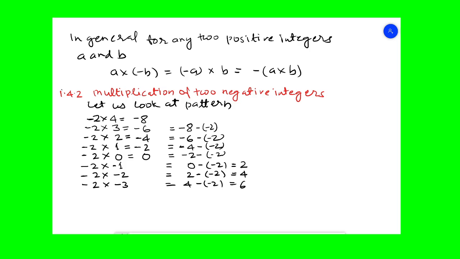We conclude that when two negative integers are multiplied, we get a positive integer. We go to another example.